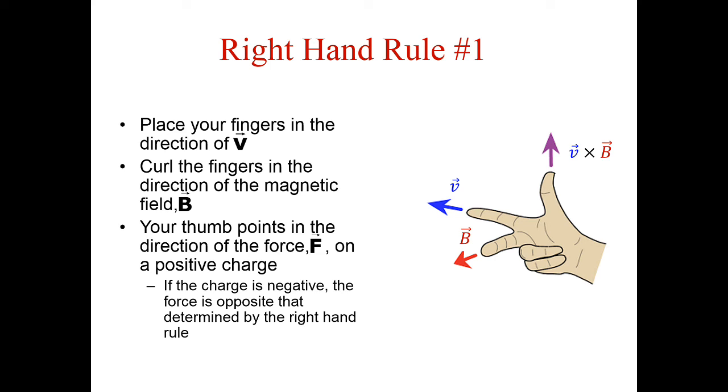Remember, you have to keep your pointer finger in the direction of the velocity. So this is the direction that the force will point if the charge is positive. If the charge is negative, then the force will point in the opposite direction that your thumb is pointing. If you want, you could also point your index finger in the opposite direction of the velocity if the charge is negative, and then you would use your right-hand rule the regular way.